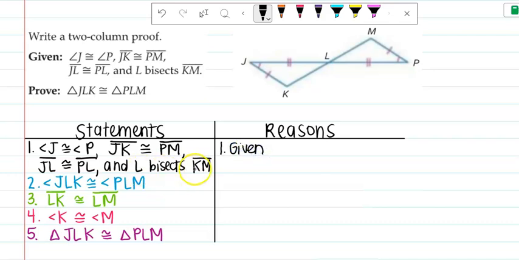And then we also have this extra statement that says L bisects KM. That does not show that anything's congruent yet. In order to label something with an arc or a tick mark, we have to have a congruent sign. That does not have a congruent sign. It could lead to a congruent sign, but right now we can't label that quite yet.